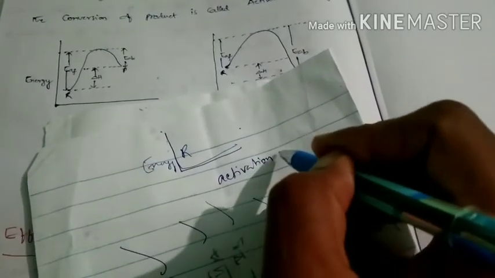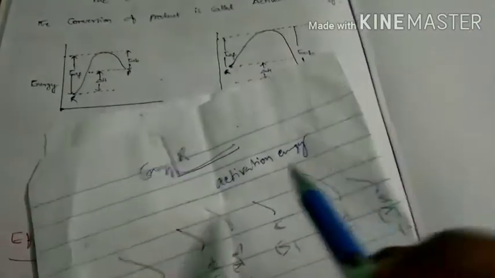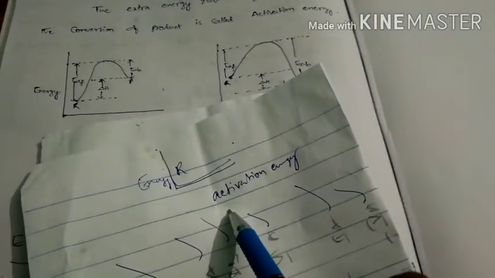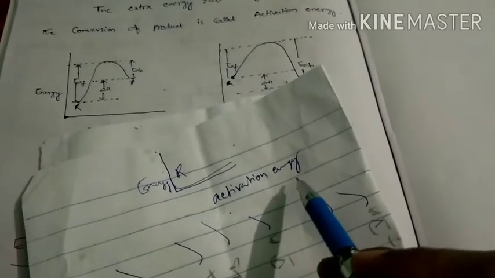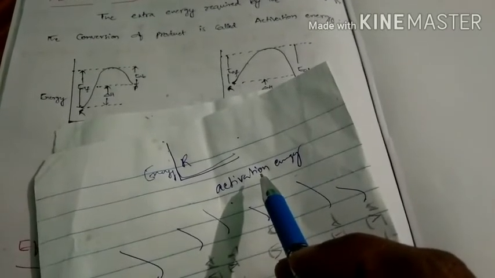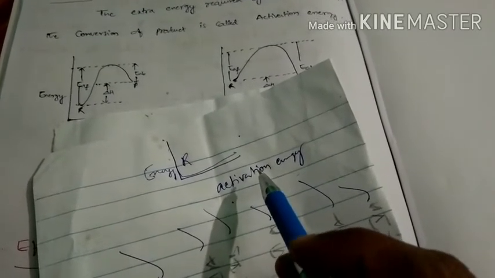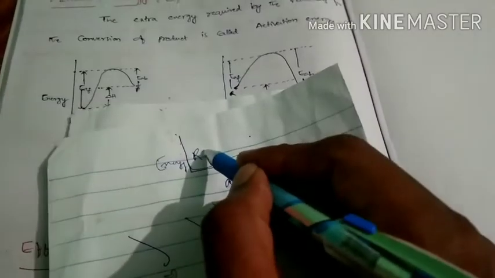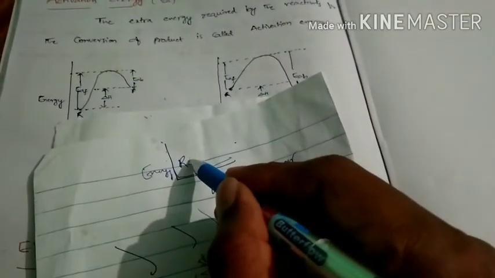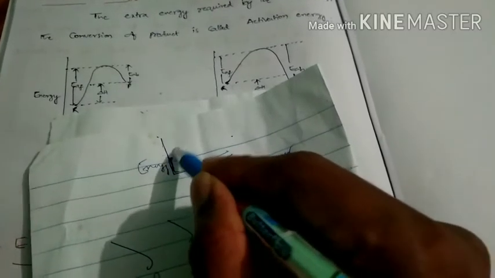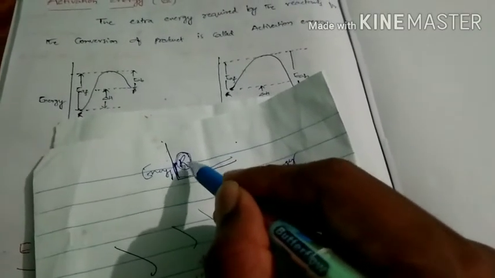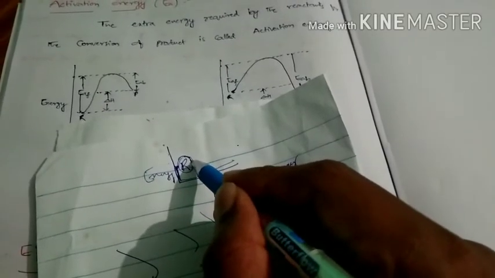This is an important point. Activation energy means the extra energy required by the reactants to convert into products. I repeat once again, the extra energy required for the reactants to convert into products is called activation energy. So when we see the graph, from here to here, this is energy of reactants, that means normal energy of reactants, but that energy is not enough. It requires some energy.